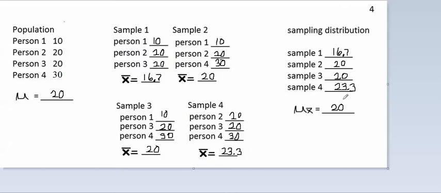After that, we calculate the mean of the sampling distribution by adding the 4 numbers and dividing the total by 4. If you add these 4 numbers and divide the total by 4, you get 20. So the mean of the sampling distribution is 20. Let's now move on to the next page.